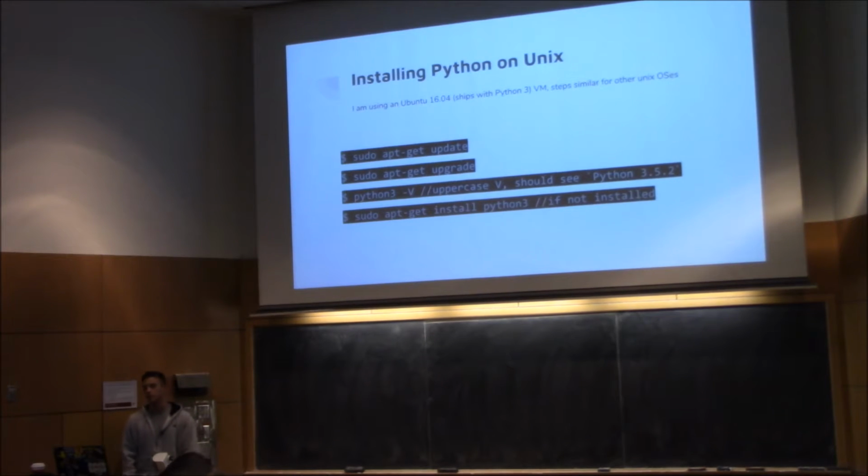So I'm going to be using Ubuntu 16.04. That comes with Python 3 in a VM, and to basically get it, you run sudo apt-get update and upgrade to make sure you have the latest version. You could check it by running python3 -V for the version, and on my box the output is Python 3.5.2. And then if you don't have it, you can do sudo apt-get install python3, and we'll get it.